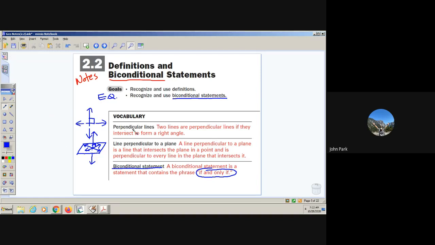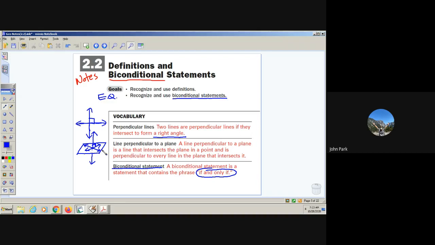Right? So you should know about perpendicular lines already. Two lines are perpendicular lines if they intersect to form a right angle. This is how you mark perpendicular lines. If two lines intersect like this, you indicate that they are perpendicular by marking the little box there. That's how you know these two lines are perpendicular, because it forms a right angle. Obviously it forms a right angle on all four corners, but you don't have to mark all four, just put one.